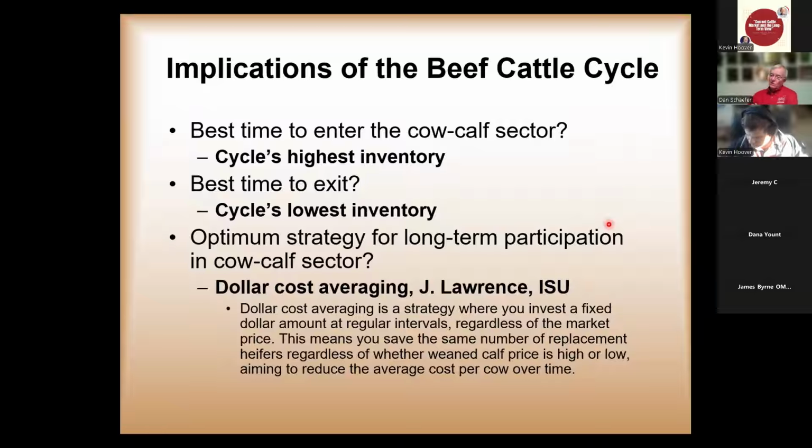Dollar cost averaging is a strategy where you invest a fixed dollar amount at regular intervals, regardless of the market price. This means you save the same number of replacement heifers, regardless of whether weaned calf prices are high or low, aiming to reduce the average cost per cow over time. If one wants to grow one's herd, it is probably best to do that in a long-term planning effort, as opposed to trying to do it in an abrupt fashion, which is an expensive strategy to follow.